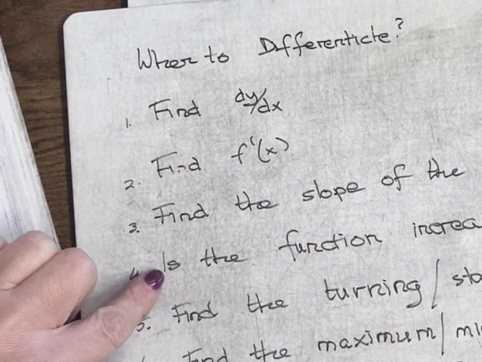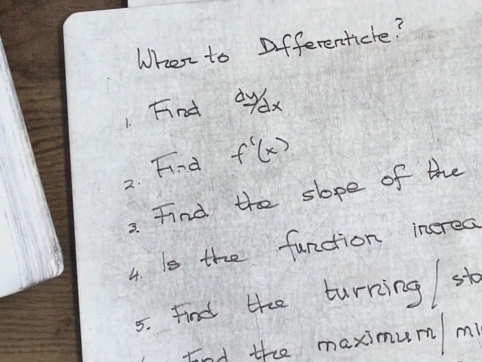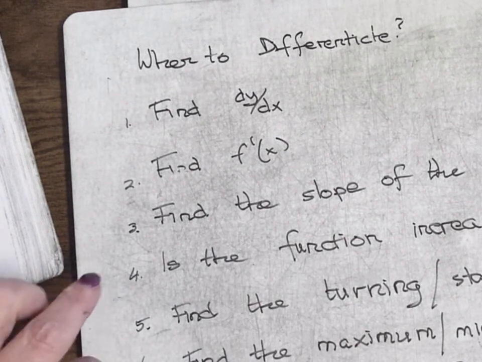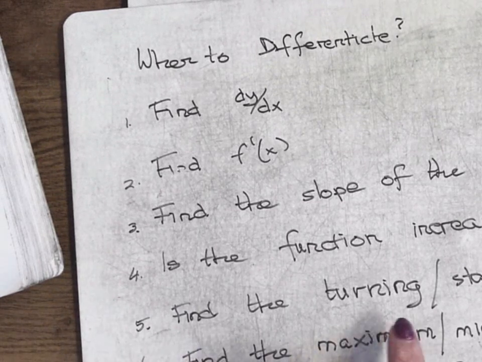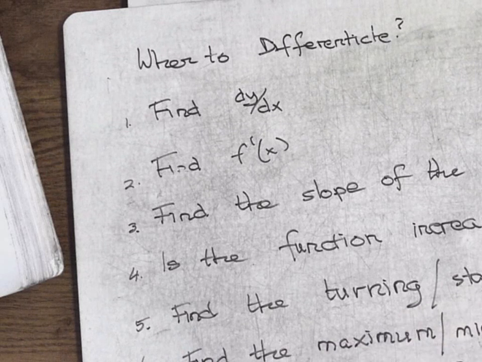If they were to ask you, is the function increasing or decreasing, you differentiate. Because if it's increasing, dy/dx is greater than naught. If it's decreasing, dy/dx is less than naught. It doesn't tell you the rules, you have to learn the rules. If the question says find the turning or the stationary point, turning point, stationary point, same thing, you know to differentiate, you let it equal 0.